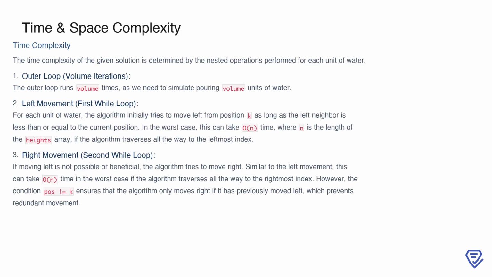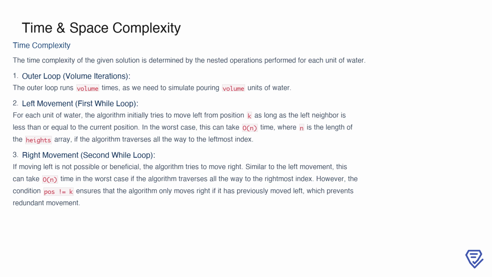The time complexity of this solution is primarily determined by the operations performed for each unit of water. First, we have the outer loop that runs for the number of water units, referred to as volume. This means the outer loop iterates volume times. Within each iteration, there are 3 potential movements. The first is the left movement, where the algorithm tries to move from the current position, K, to the left as long as the left neighbor is less than or equal to the current position. In the worst case, this leftward traversal can span the entire length of the array, making it O(n), where n is the length of the heights array.